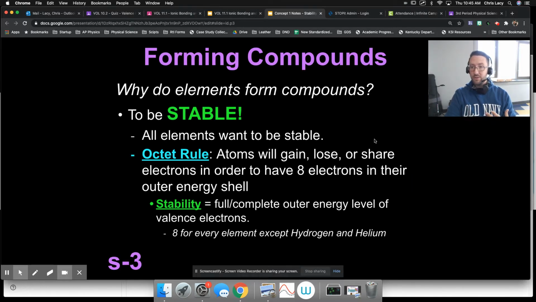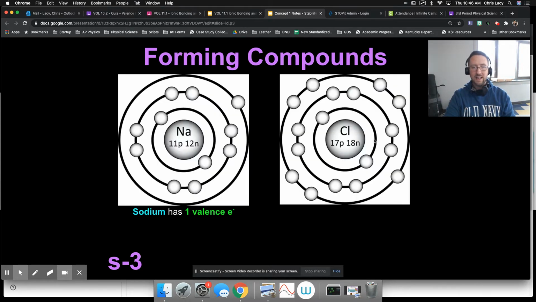The octet rule says the reason atoms do what they do is that they are ionizing, they are gaining or losing electrons in order to satisfy the octet rule. So they want to gain, lose, or share electrons to get 8 in their outermost energy level, or they're going to drop down to a full energy level. Now, we've not talked about sharing yet. That's covalent. So we're just looking at the gaining and losing in ionics.